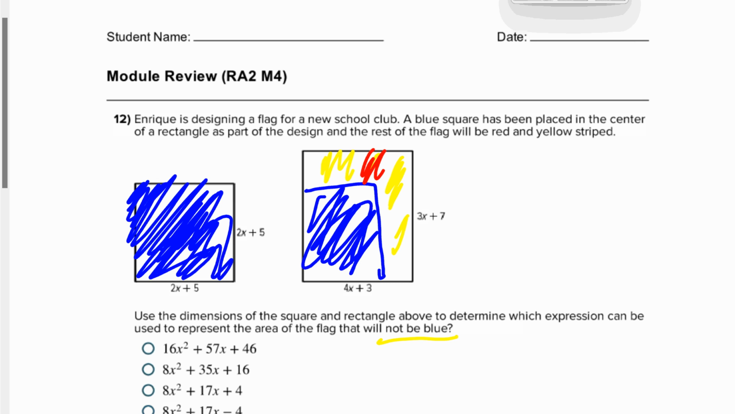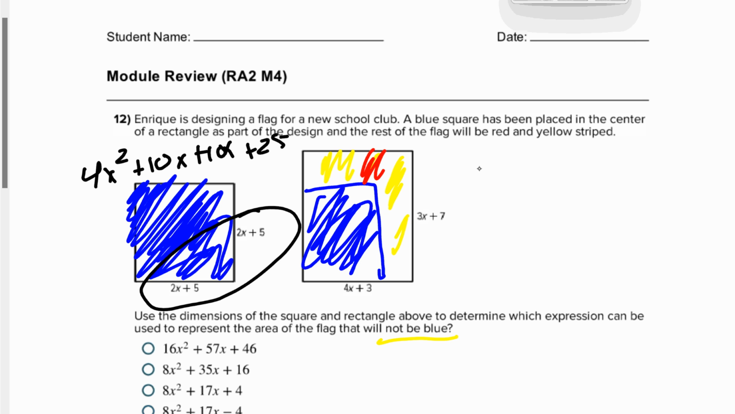Okay, so the area of this one would be multiplying those two. Two things times two things is four things, right? So when I multiply these, I get 4x squared plus 10x plus another 10x, and then I get 25, right? So 4x squared plus 20x plus 25. 25, not 2x, 25.